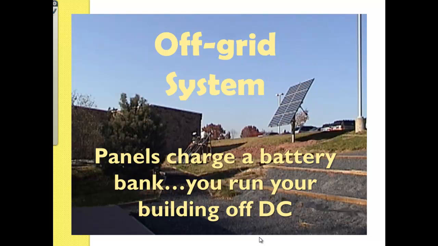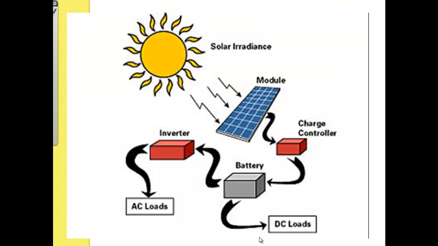Now, the problem is that means your house or building must run off of DC electricity, not AC electricity, because DC or direct current electricity is the type you get from batteries. And that's not what our appliances and stuff run off of. They run off of AC. So how does this whole system work?